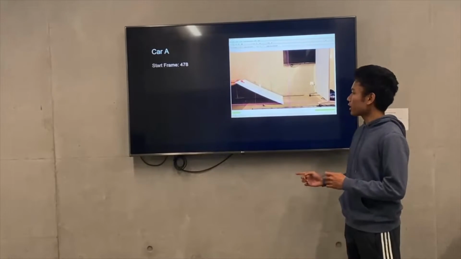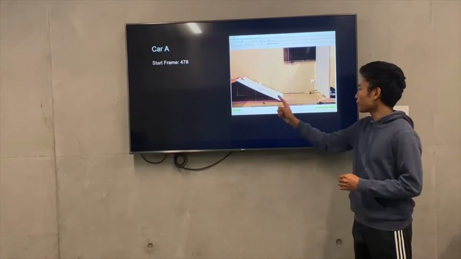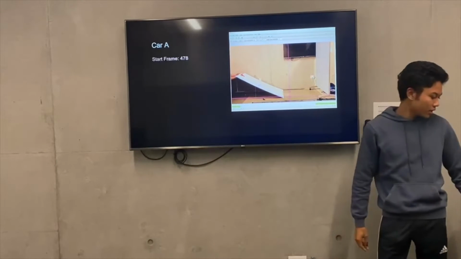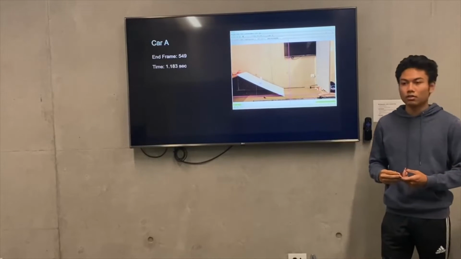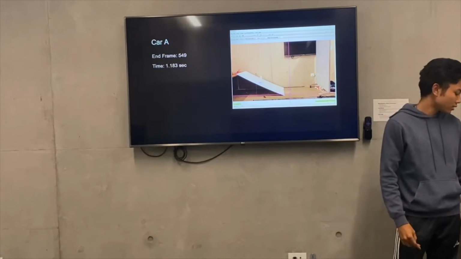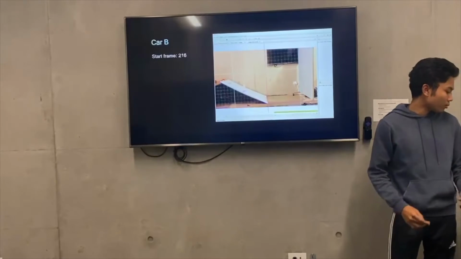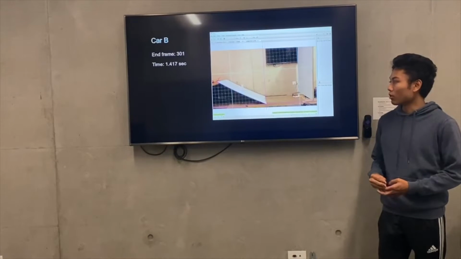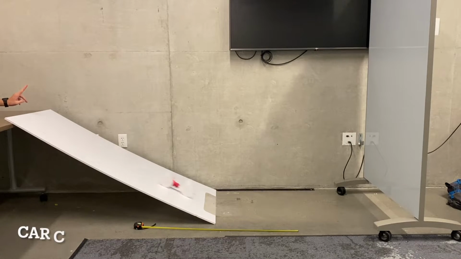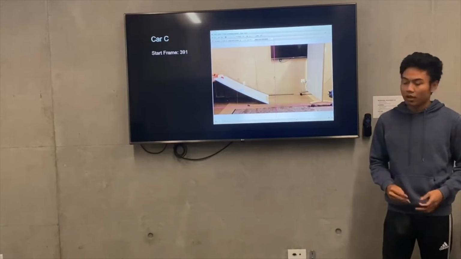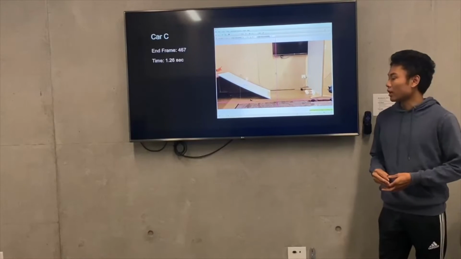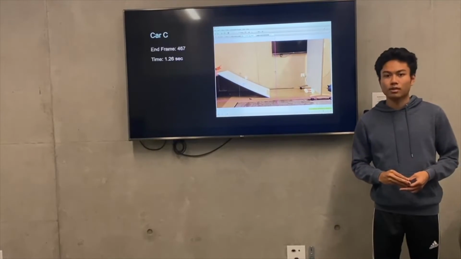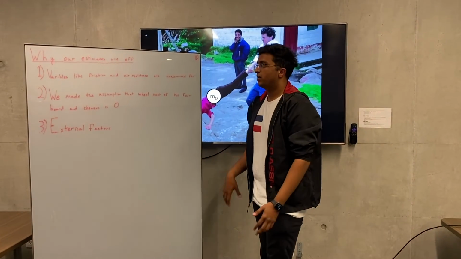Using Tracker, we were able to calculate the starting frame of the car at the top of the ramp compared to the end frame when the car crosses the finish line. So car A started at 478, ended at 549, leading to a time of 1.183 seconds. Car B, starting frame 216 and ending frame 301, ending in a time of 1.41 seconds. And car C started at 391, ended at 467, ending with a time of 1.26 seconds, which proves that car B was the slowest.